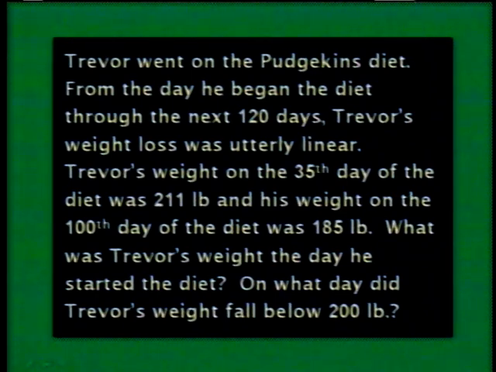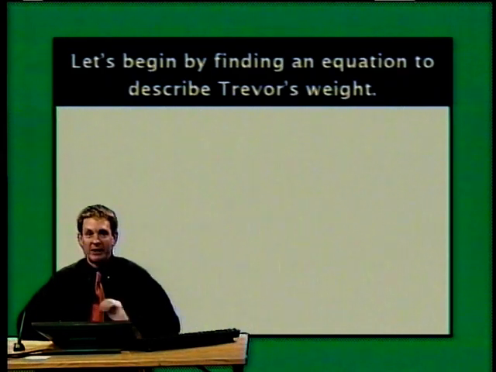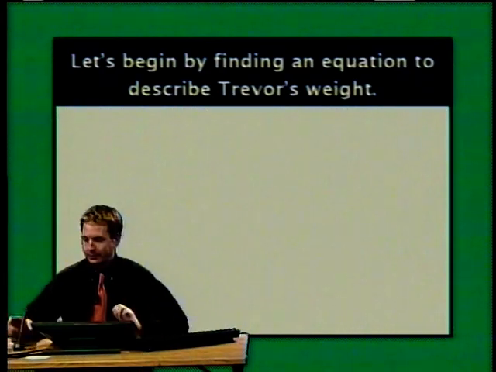Well, good golly, there is a whole lot of information there, and there's a couple of questions. Let's begin sorting it out. I think we can begin this problem by finding an equation that describes Trevor's weight. If we get an equation that describes Trevor's weight, I think we'll be able to answer the two specific questions. Before we can find an equation, I think we need to define some variables. So let's go about doing that.